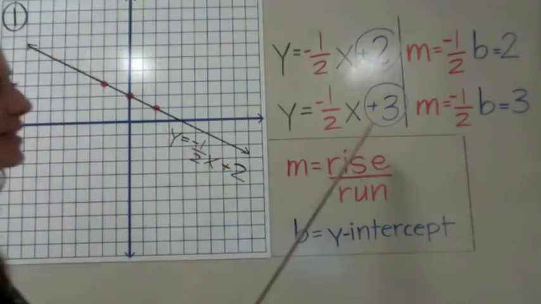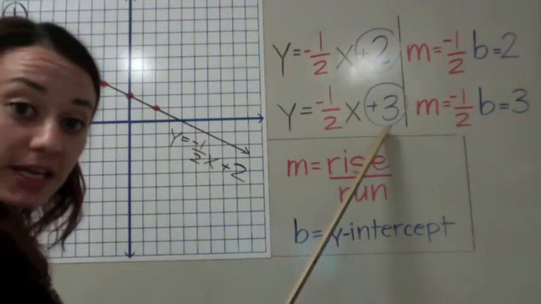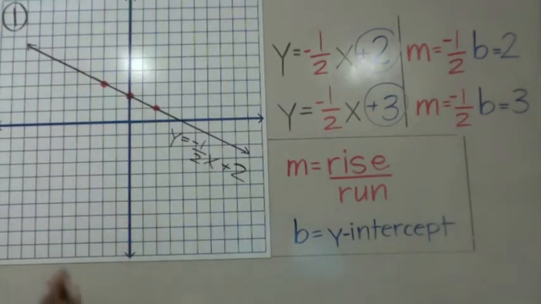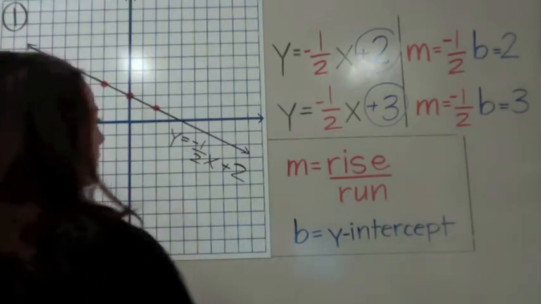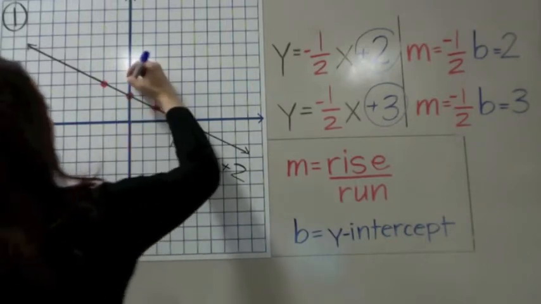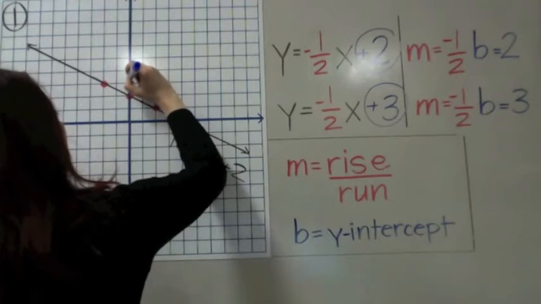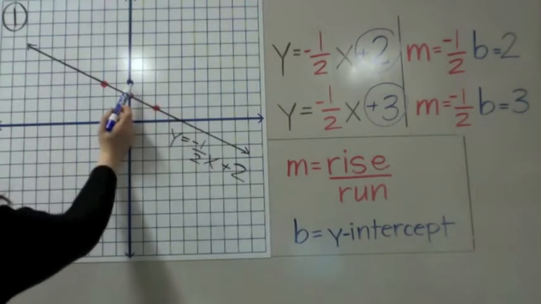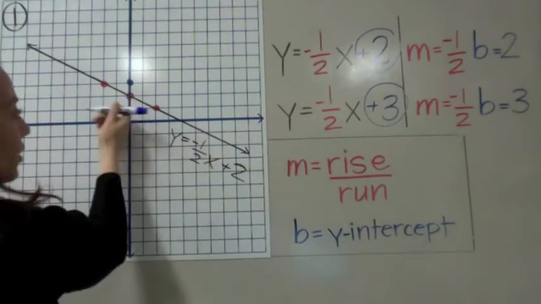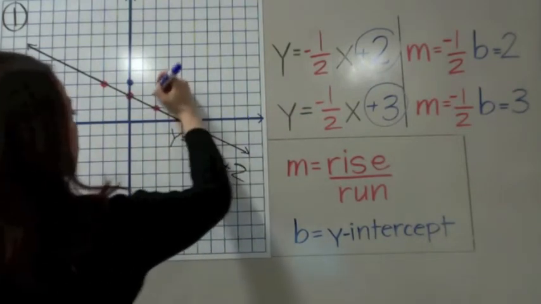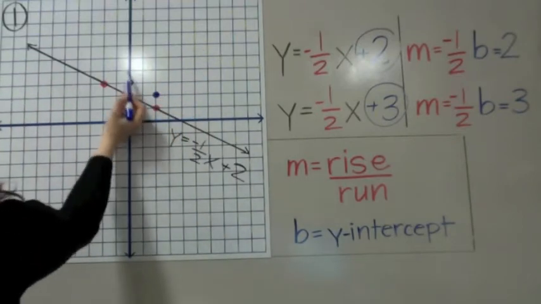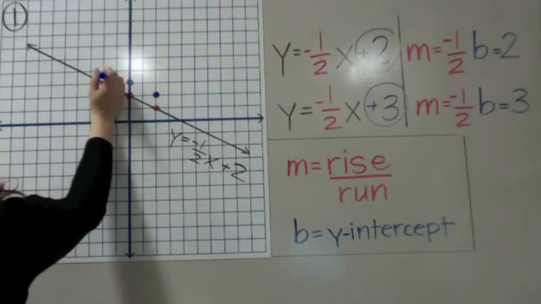Now let's graph the second line. What's the y-intercept on the second line? What's b? b equals 3, right? So we're going to put our y-intercept at 3. So we're going to go 1, 2, 3. And from that point, we're going to use the same rise over run, yeah? We're going to go down 1 and then over, how many? 2. So down 1, over 2. And then we're also going to go up 1 and over 2.